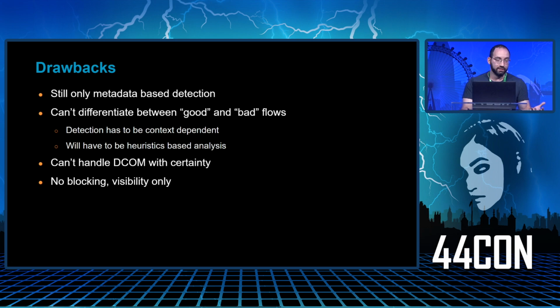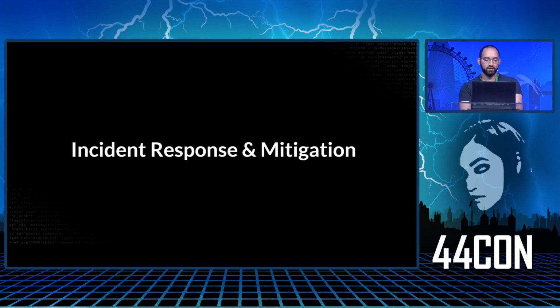And it can't really handle DCOM with any certainty, but it has some sort of visibility there as well. And the second major drawback is that we don't have any blocking. We only have visibility and detections. So I don't want to limit ourselves to just detections. What can we do to respond or mitigate some threats?